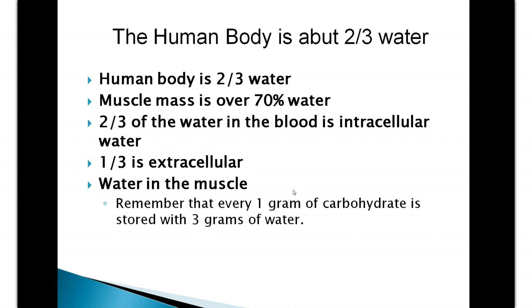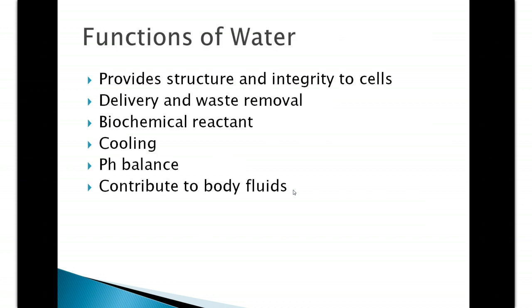Another 1/3 of the water in the body is extracellular, so just floating around between the cells, around the cells. So we do have a lot of water in our muscles. Besides our blood, our muscles are one of our next big places where we store water. And we also store carbohydrate in the muscles, remember. For every 1 gram of carbohydrate we store 3 grams of water with it, because we can't just store the carbohydrate all by itself. It has to be diluted somewhat. Okay, so we've got all this water in our body.